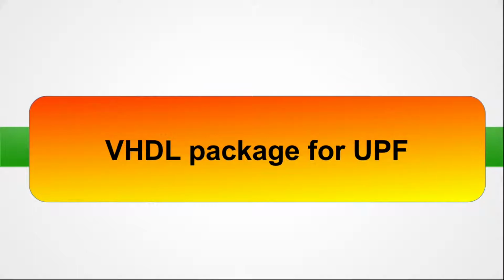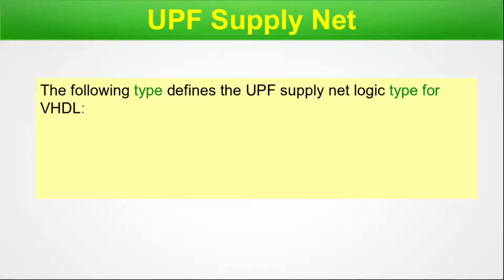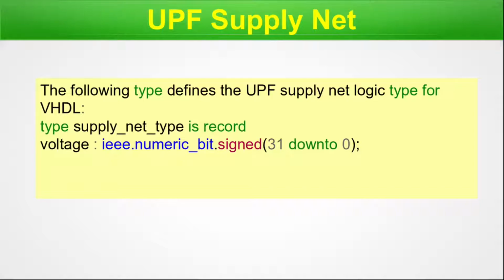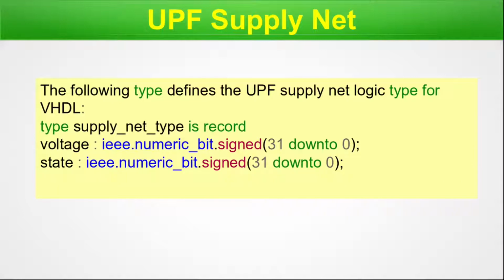Here we are with the VHDL package for the UPF. UPF supply net: the following type defines the UPF supply net logic type for VHDL. Type supply net type is record, and then we have voltage, IEEE numeric bit signed, with the bus size 31 down to 0. State is again IEEE numeric bit signed, 31 down to 0 is the bus size, and we end the record here. So we are done with this one. Let's move on to the next slide.